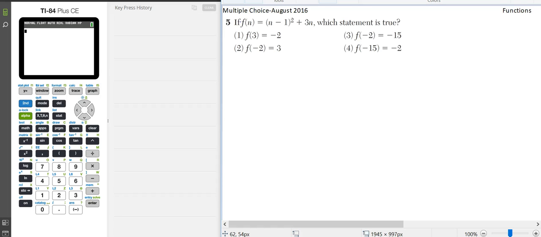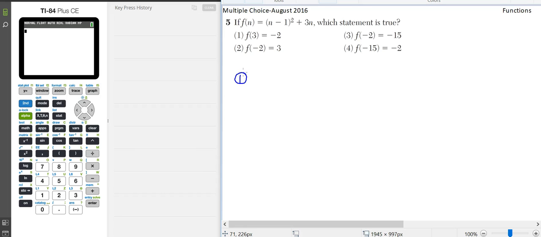If you look at choice 1, if n is 3, is f of n negative 2? Choice 2, if n is negative 2, is f of n 3? Choice 3, if n is negative 2, is f of n negative 15? Choice 4 is if n is negative 15, is f of n negative 2? Let's look at each of the choices. We'll start with choice 1.